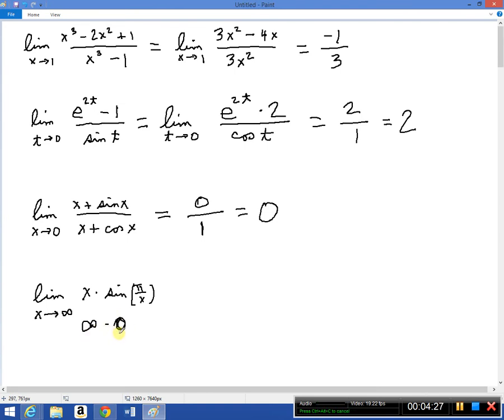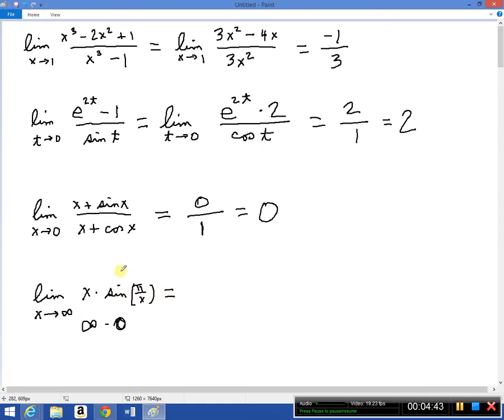You can't tell who's going to win this. Depends on who's going faster. Is x going to infinity faster than the sine is going to 0? Or are they both going at about the same rate, so there's going to be some other limit? Well, you can't tell, so you have to do more work.